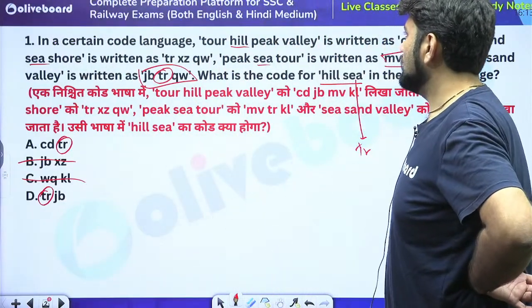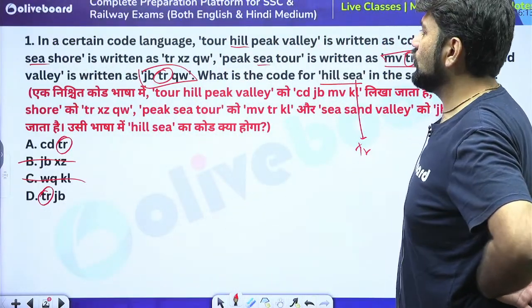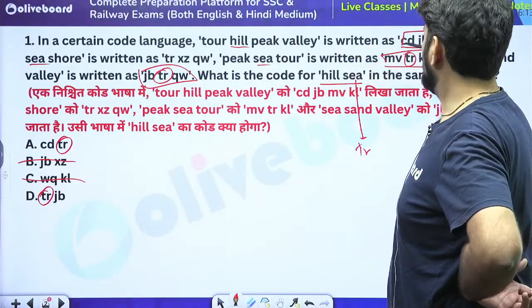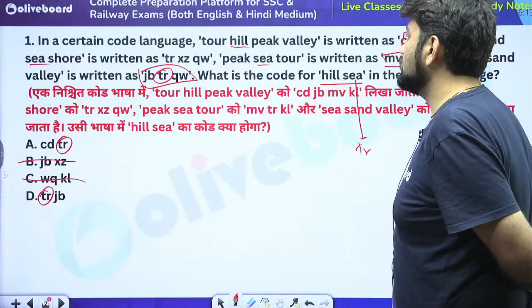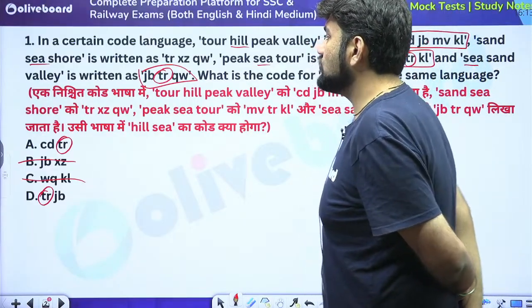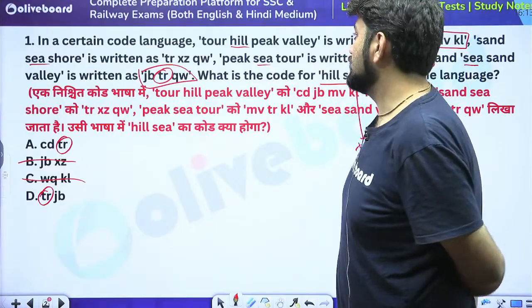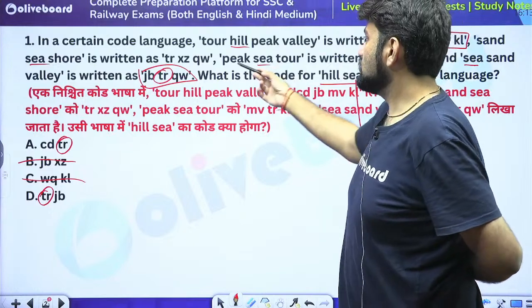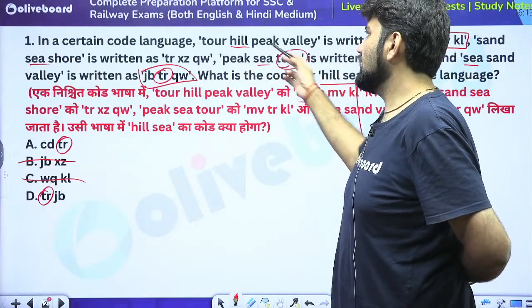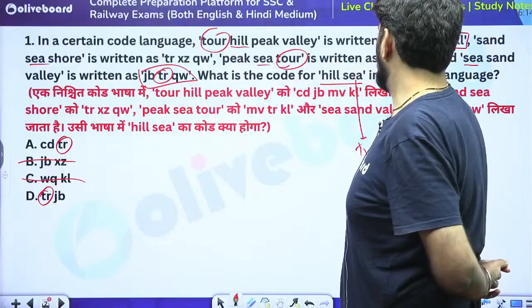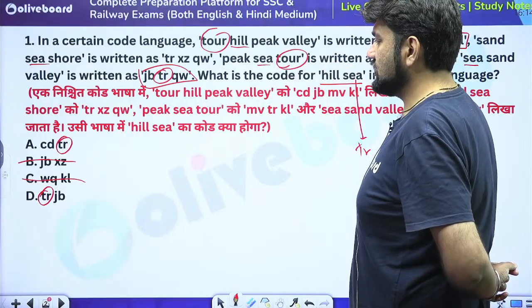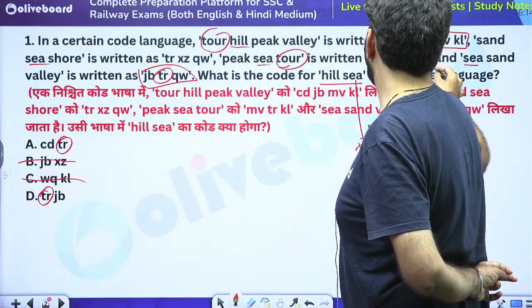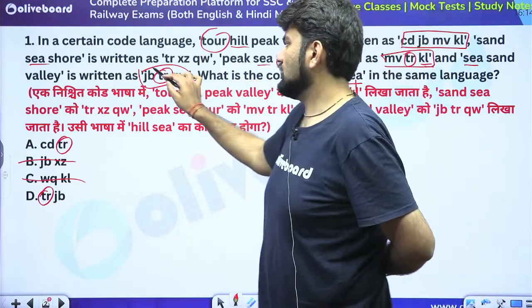Now look at hill, tour, hill, peak, valley. Hill is only there, nowhere else. In this you have to observe from the options, we have JB also and we have CD also. So what do you think? Now you will see which of these are in any other options, any other places. There is no hill here, but there is tour here and tour here. So don't look for an individual word, look for this. We are looking for JB and CD, okay, so JB is here.